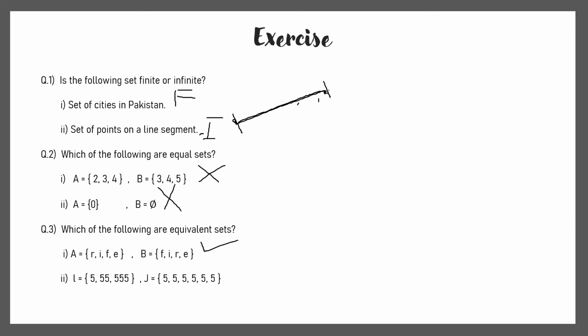Okay, the last one. Here is a set L which contains how many elements? 1, 2 and 3. So here the number of elements is 3. But here the number of elements are 1, 2, 3, 4, 5, 6. So here there are 6 elements. It means that they both are not equivalent sets because they don't have the same number of elements.